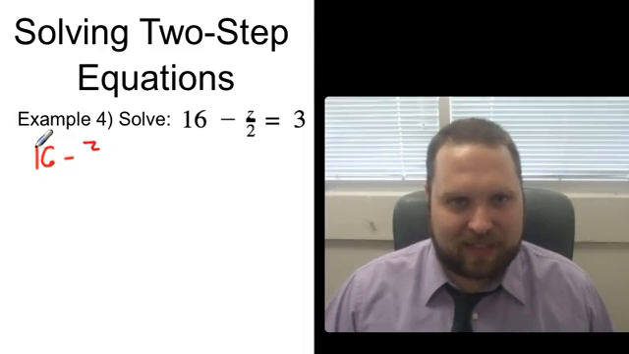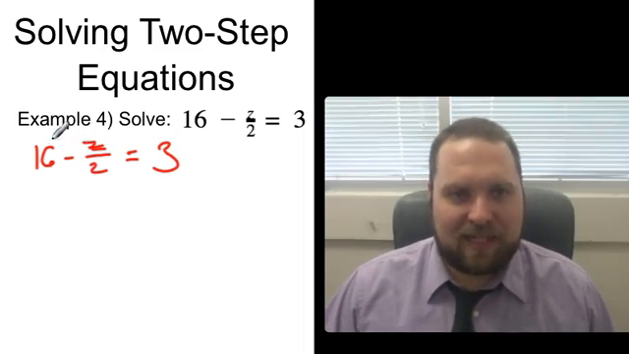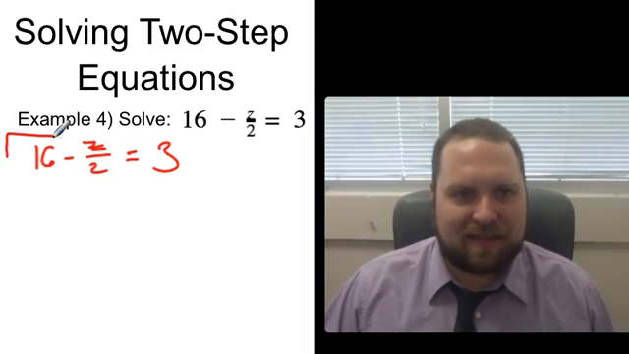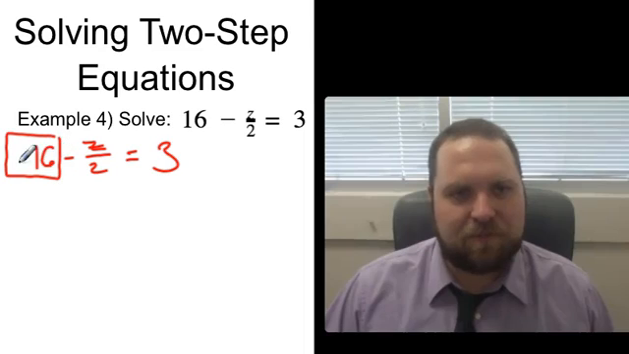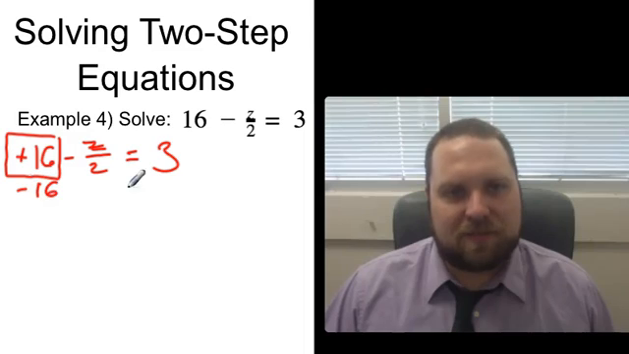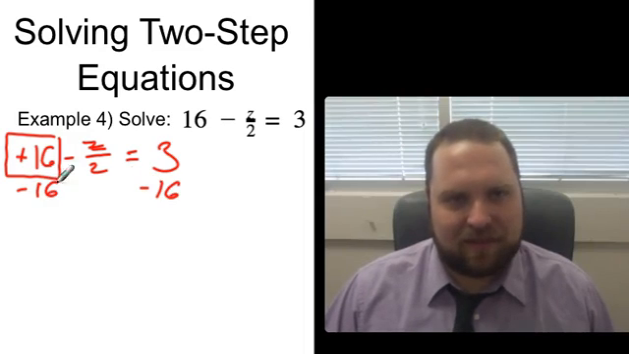I have 16 minus z over 2. I'm going to put a little mark through that z to kind of show that it's a letter. And again, I have addition, subtraction, and then multiplication or division equals 3. And so I take the addition or subtraction and undo it first. There's nothing in front of this 16, so I can imagine a plus sign there. So I would subtract 16 from both sides, leaving me with negative z over 2 equals, and then 3 minus 16 would be negative 13.